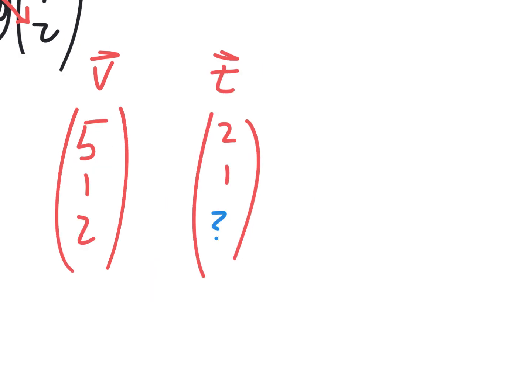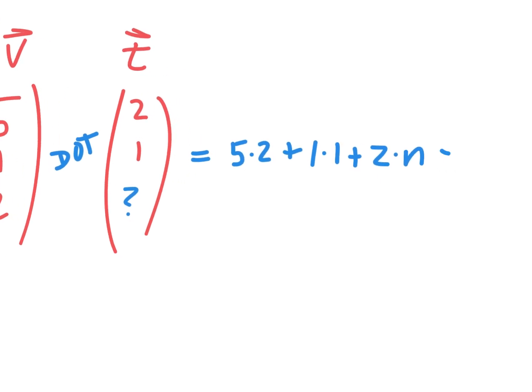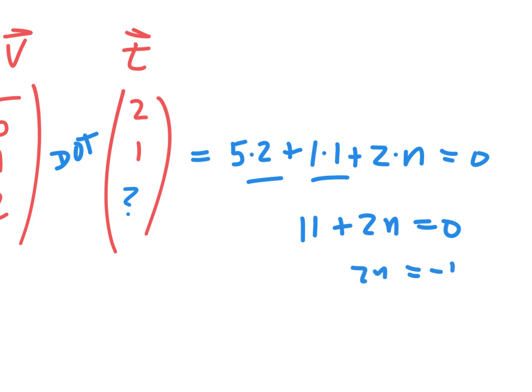Pausing. All right. Could you use guess and check to do the dot product and eventually find it? Sure. But here's how I'd do it. 5 times 2 plus 1 times 1 plus 2 times I don't know what, and it needs to all equal 0. So then this means 10 plus 1 is 11 plus 2n equals 0. So 2n equals negative 11. So n would have to be negative 11 halves.